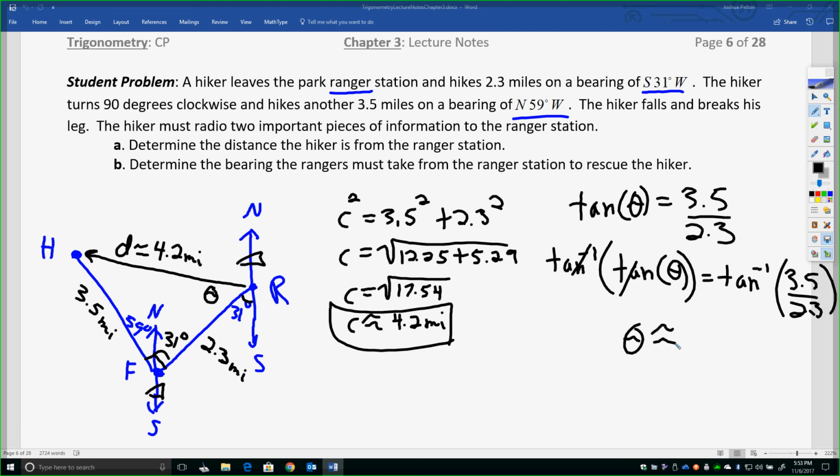So our angle, again, make sure it's in degree mode here because we want a degree answer. You can have it in radian mode if you want. You just have to convert it afterwards. We'll get about 56.7 degrees for this angle here. But that is not our bearing.